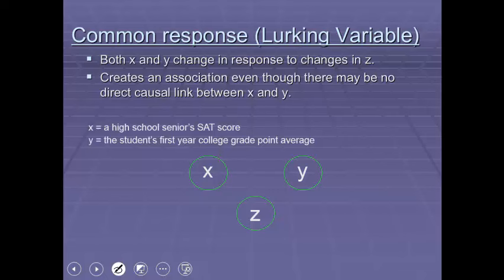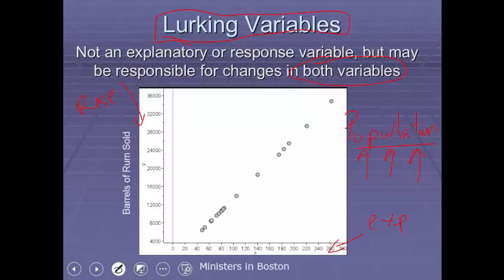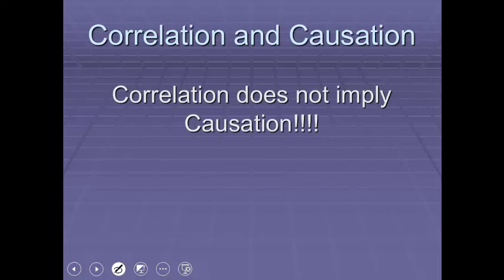So what's this called? When you have a lurking variable, you end up with something that's called common response, where you get changes in both x and y because of some third variable, z. So what's happening is creating an association even though there may be no direct link between x and y. Again, if we go back, there wasn't really a direct link between the number of ministers and the barrels of rum sold. Here, population, your lurking variable, is causing a common response.